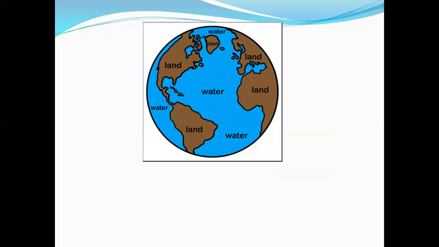So look at this. What's this? Excellent. It is the earth. It is the planet that we live on. Okay? So as you can see here, we have water and land on the earth. The earth consists of water and land. Okay? I want you to look at the water and the land and tell me which is the bigger part, water or land? Excellent. So the water is bigger than the land or larger than the land.